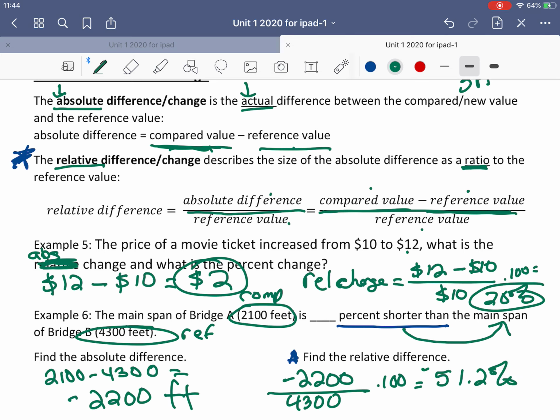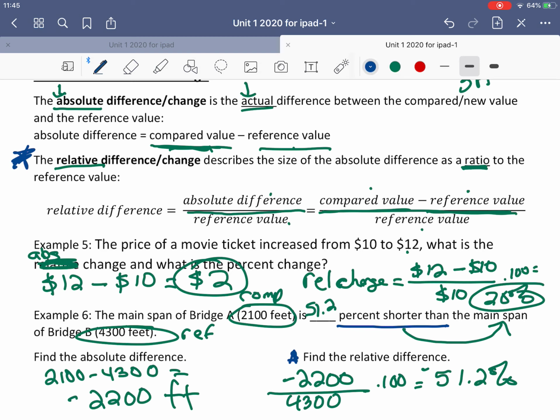51.2%, really negative 51.2%. Now up here in the blank, I'm just going to write 51.2 because the shorter than takes care of the negative. I don't want to put a second negative in there. I just want to make sure people know once that this is smaller.